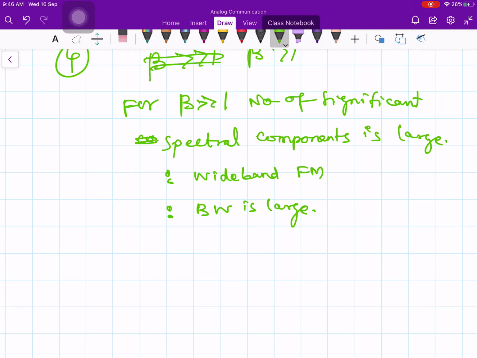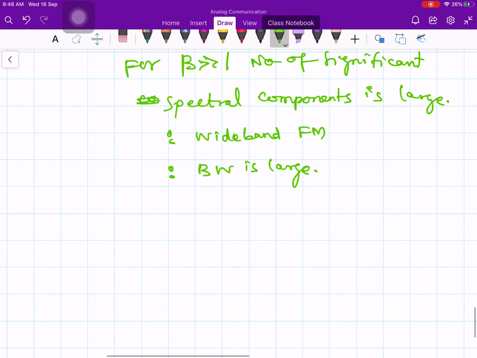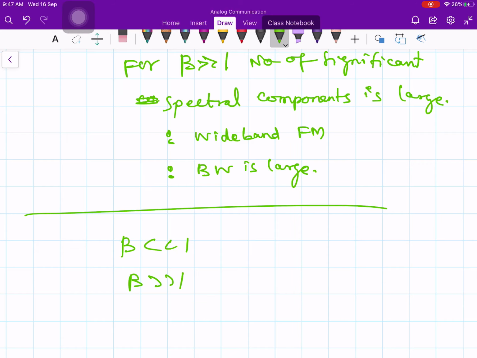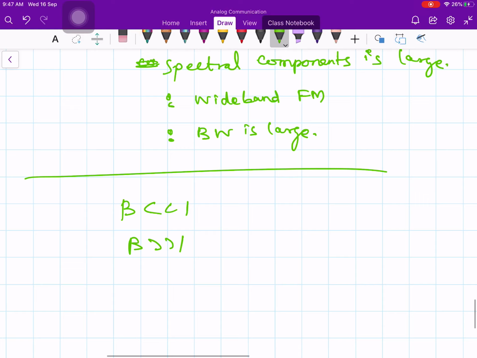This is a slightly tricky question. It is a tricky situation here, because you have an infinite number of components. In such a case, it is difficult to say the exact bandwidth in closed form. Theoretically, no matter what the value of beta may be, whether it is small or large, the bandwidth will be infinity.